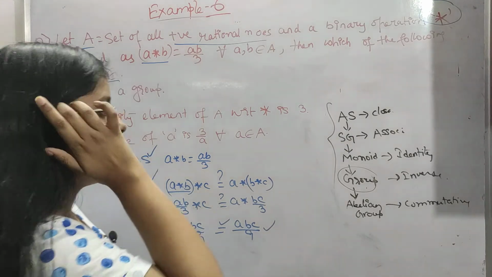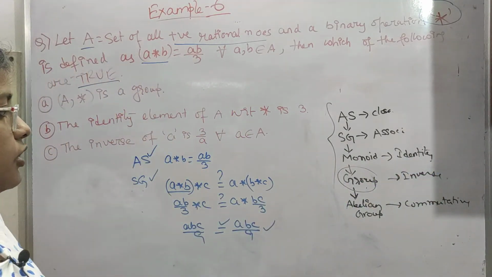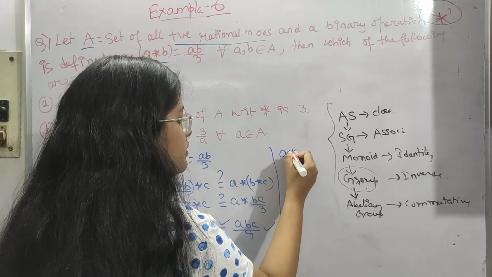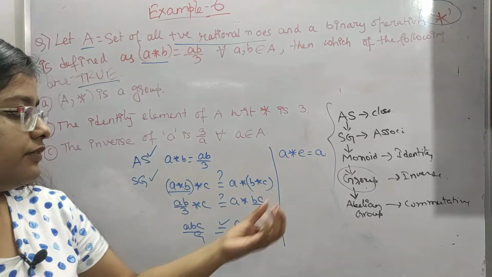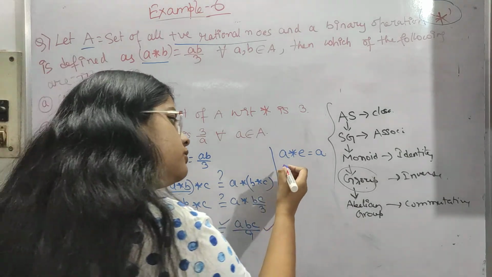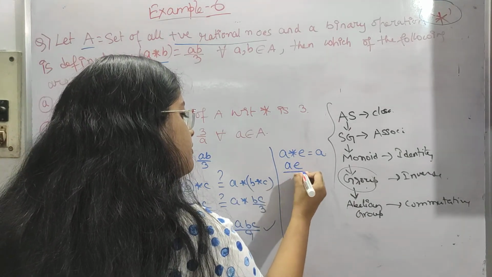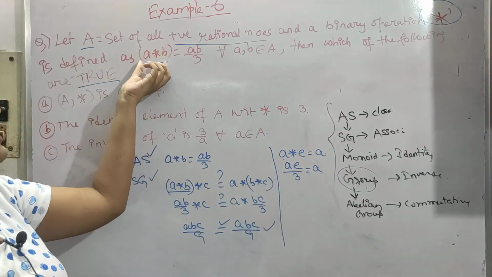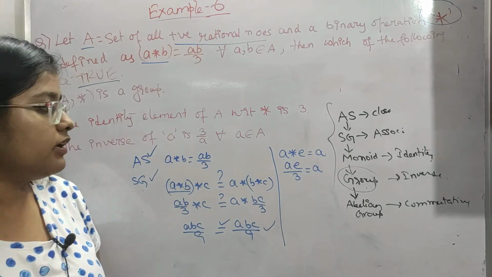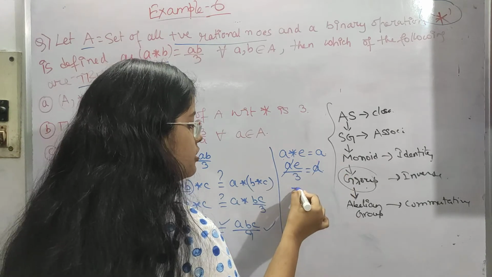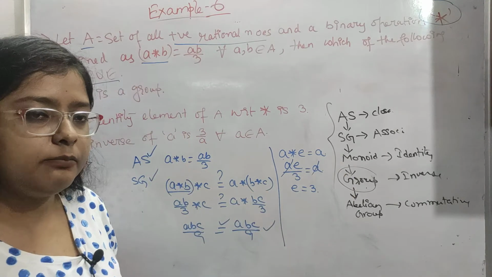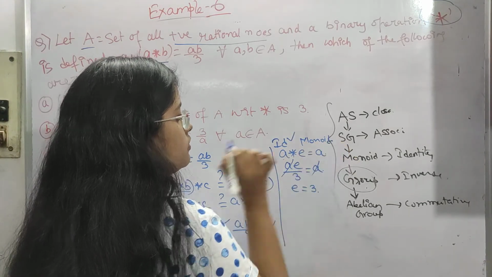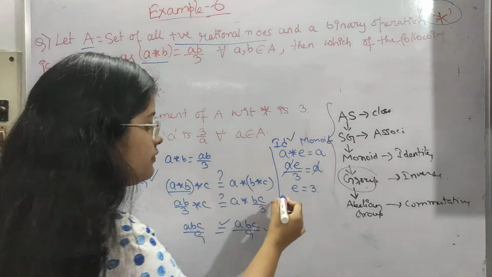Now next we have to find out if it contains any identity element or not. For finding the identity element, we always know that A star E is A. We have to find out if this E exists or not. Here, AE by 3 is equal to A, using A star B is equal to AB by 3. If we cancel out A, E will come as 3. So the identity element exists, so it is a monoid.